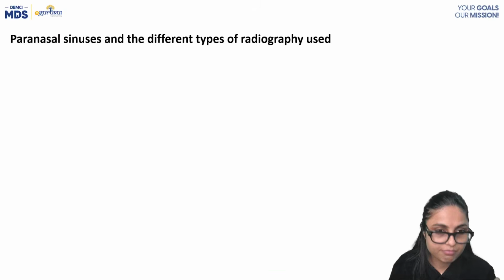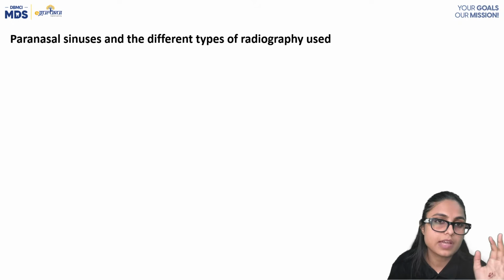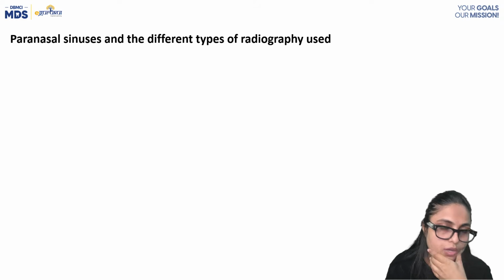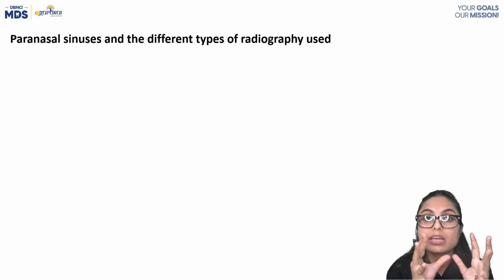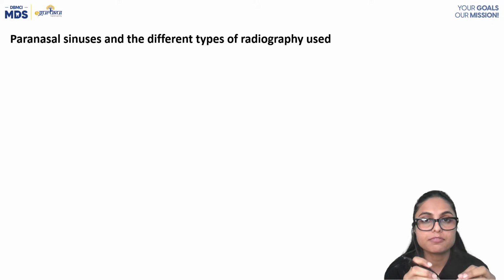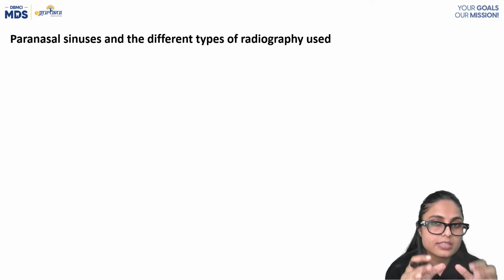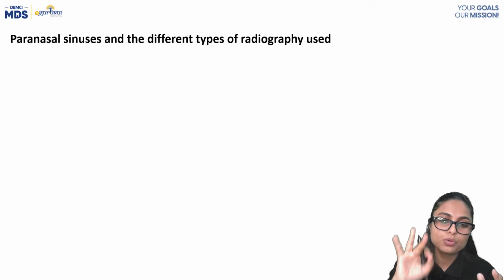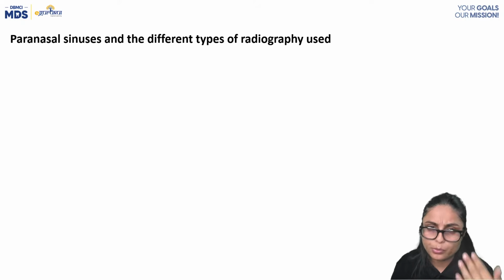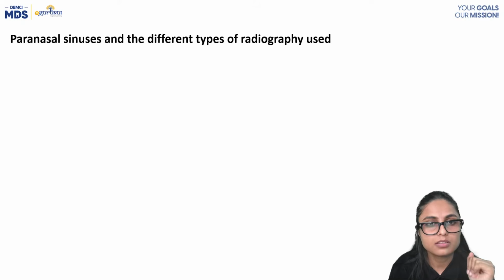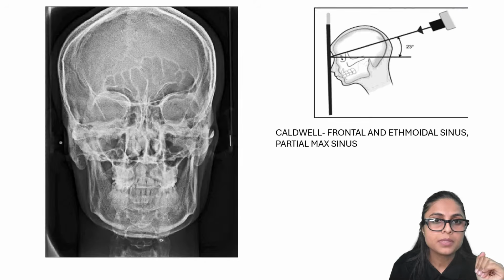Moving on to the most important one, I think 4 to 5 students have put this question: paranasal sinuses and the different types of radiography used. I'm not going to go into detail about each and every radiographic view for the paranasal sinus, but three important views and their indications, because questions are mostly based on these three. First is Caldwell.